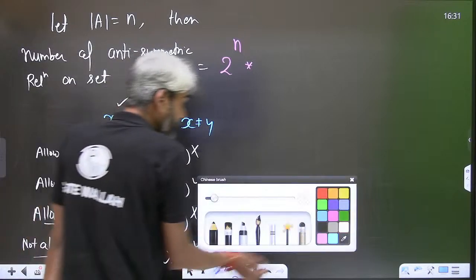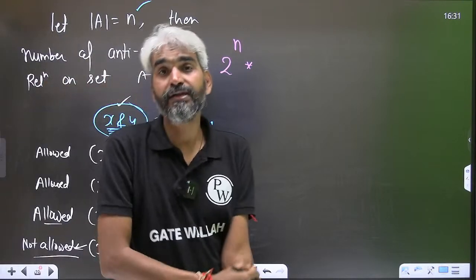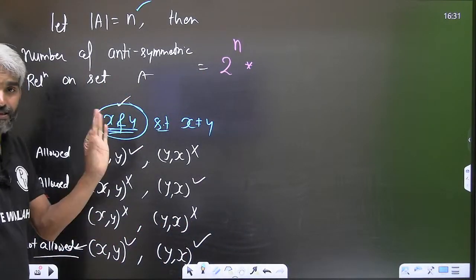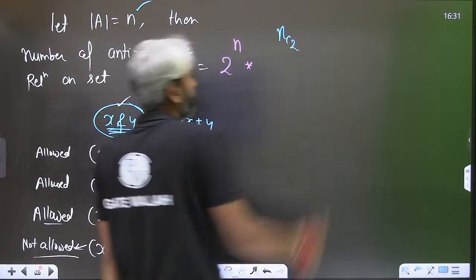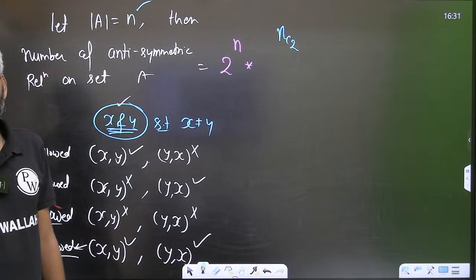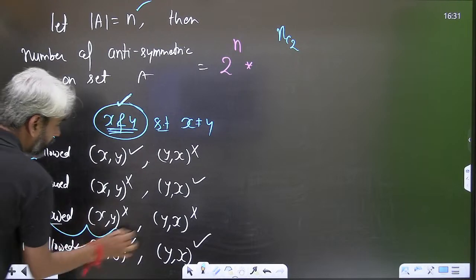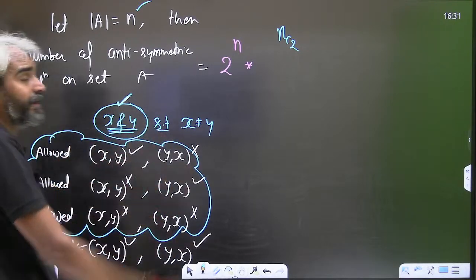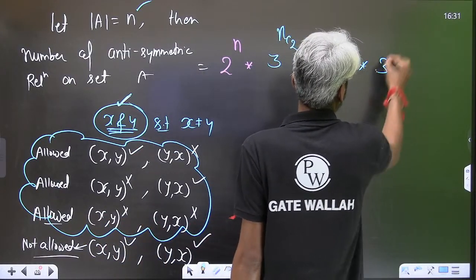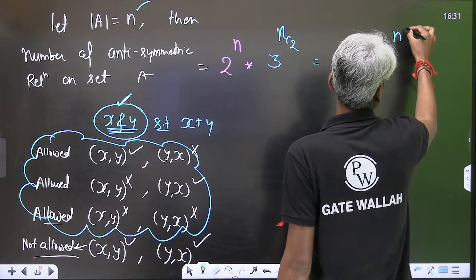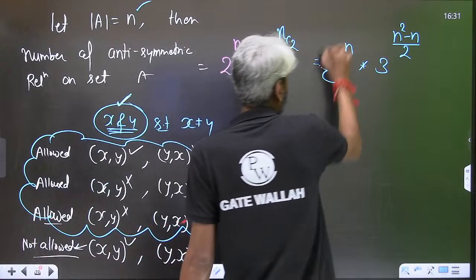Now, my question is, out of n elements, in how many ways can we choose two distinct elements? Out of n elements, two distinct elements can be chosen in NC2 ways. And for every pair of distinct elements, there are three combinations which are allowed. That is, for every pair of distinct elements, there are three choices. Therefore, it will become 3 raised to the power NC2. So it will become 2 raised to the power n into 3 raised to the power NC2. NC2 is nothing but n into n minus 1 by 2, that is n square minus n by 2. So this is the final answer.